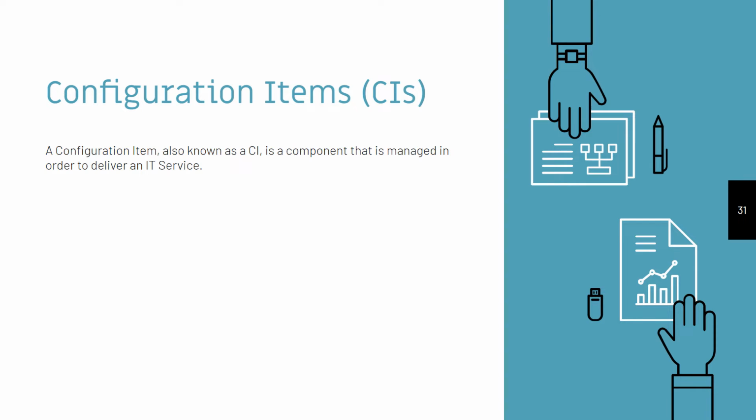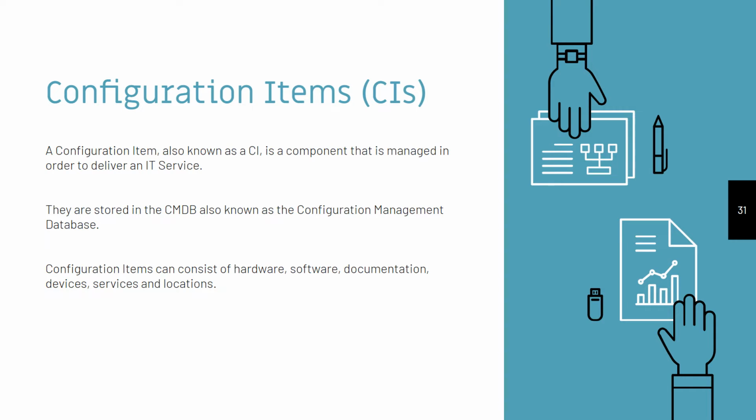A configuration item, also known as a CI, is a component that is managed in order to deliver an IT service. Configuration items are stored in the CMDB, also known as the Configuration Management Database. Configuration items can consist of hardware, software, documentation, devices, services, and locations. Tracking configuration items is an important practice for any organization, as it allows you to track the upstream and downstream dependencies for components that support your IT services.